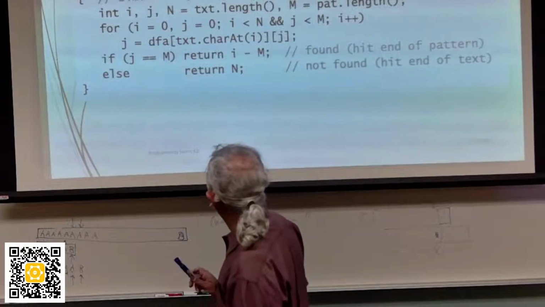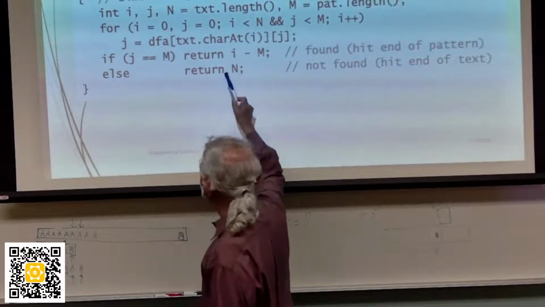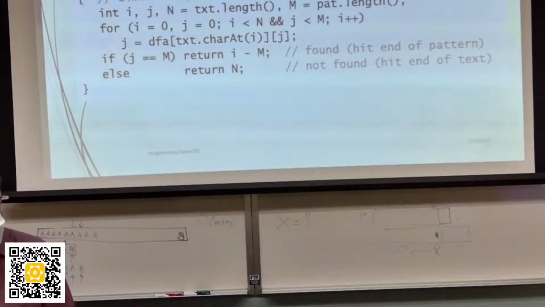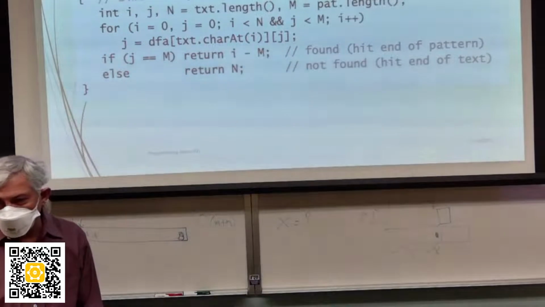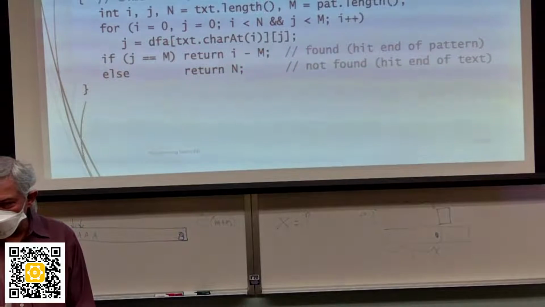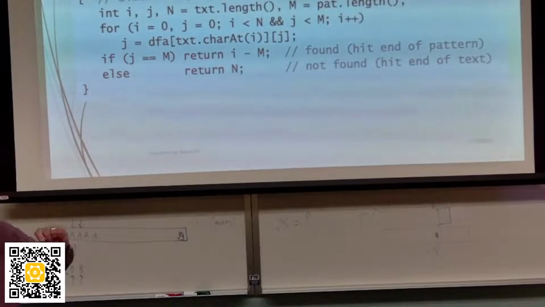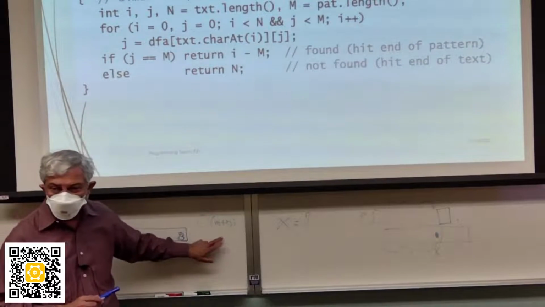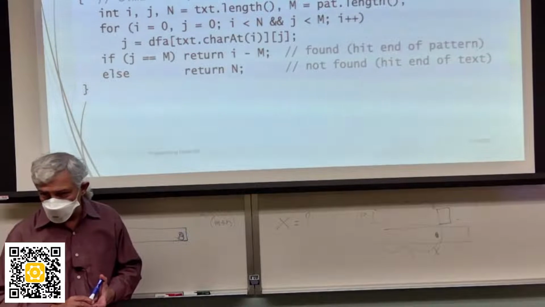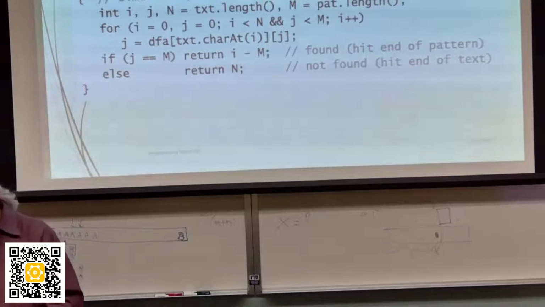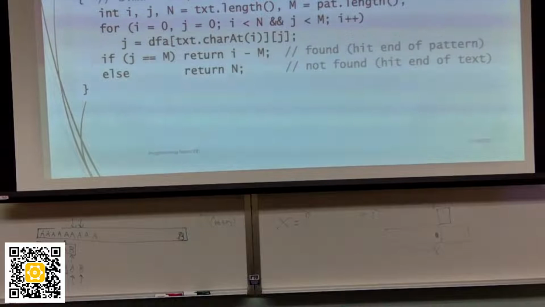If you reach the end of the text, that means you haven't found it. That's it. And suddenly, your algorithm, instead of being big O of m times n, is now guaranteed to run in m plus n. This is pretty straightforward, right?